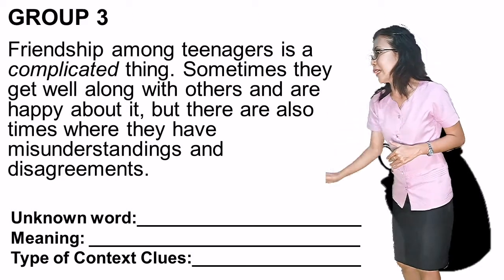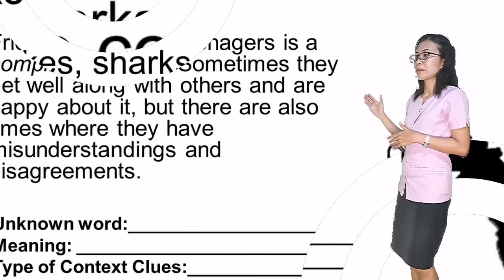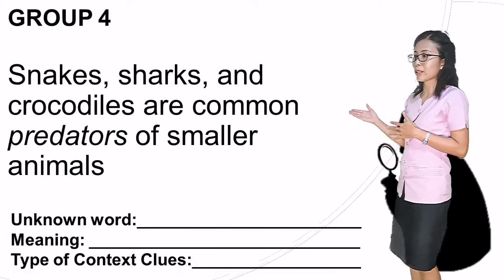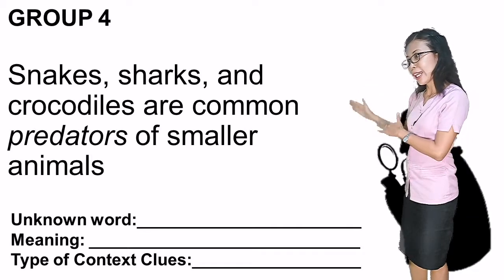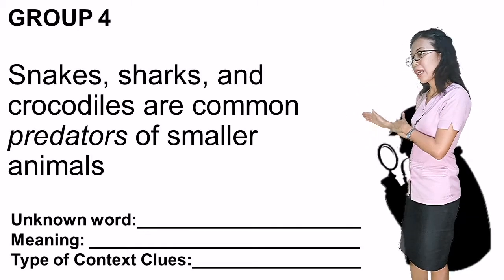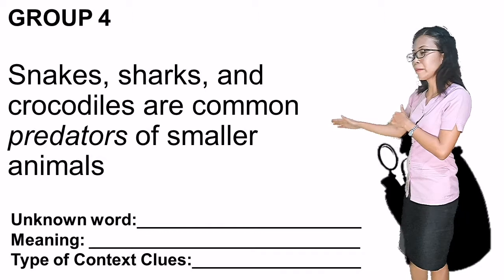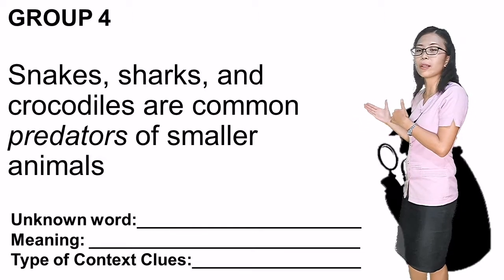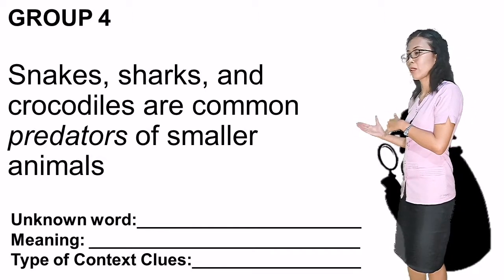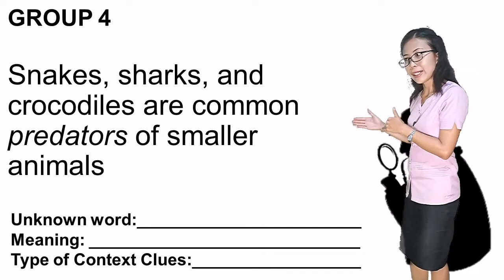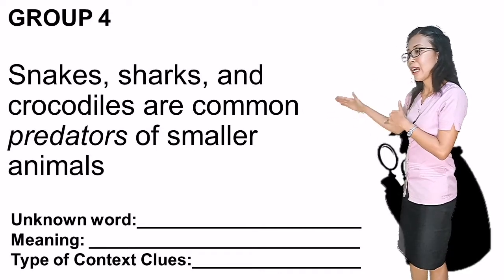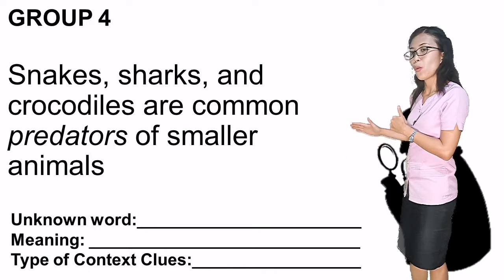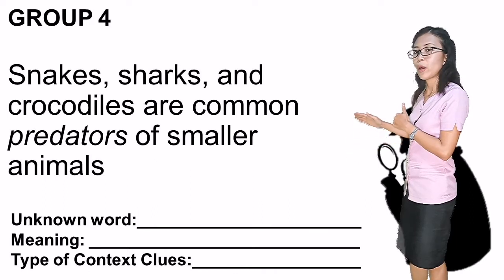And then next is the 4th sentence, and it's like this. Snakes, sharks, and crocodiles are common predators of smaller animals. Write the unknown word there, give the meaning, and also explain why you use that type of context.